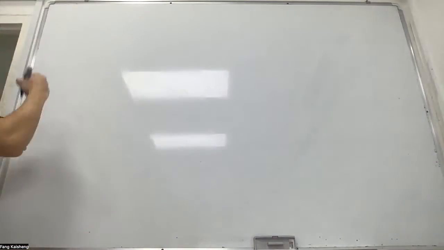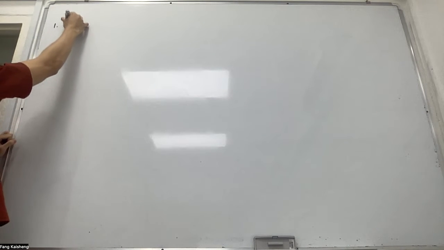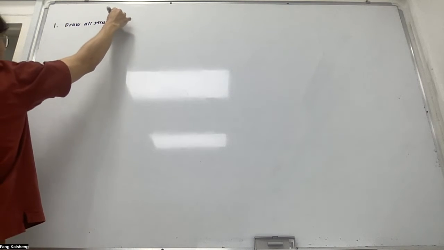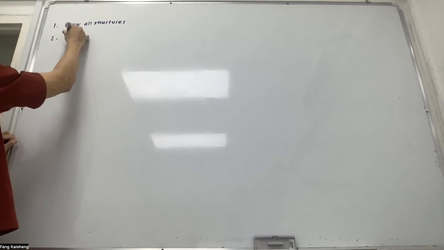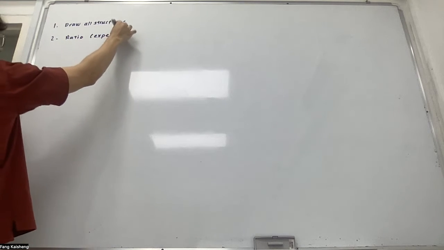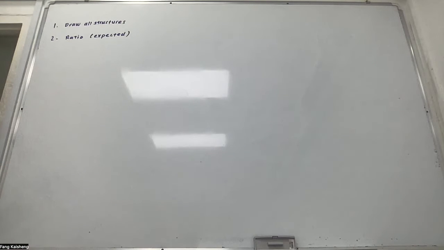Remember, there are two things you need to do. First, draw out all the unique structures. Then later you worry about the ratio. Usually they come together. If they ask you to draw the structure, they will confirm ask for the ratio.